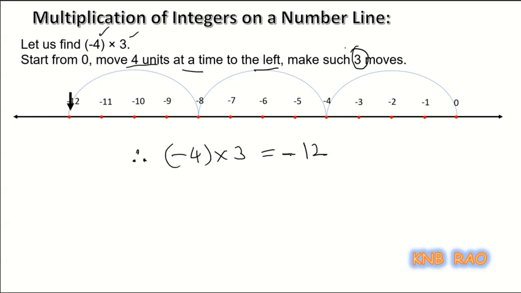minus 12. And students, the earlier question we have taken is minus 3 multiplied by 4, whereas now we have taken minus 4 multiplied by 3, and both of their products are giving us minus 12 only.